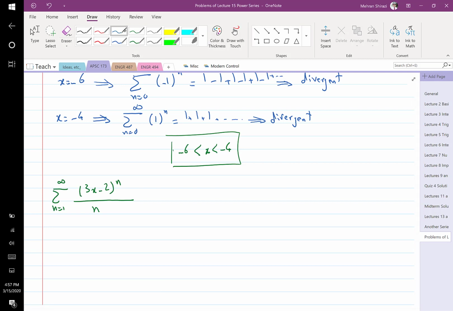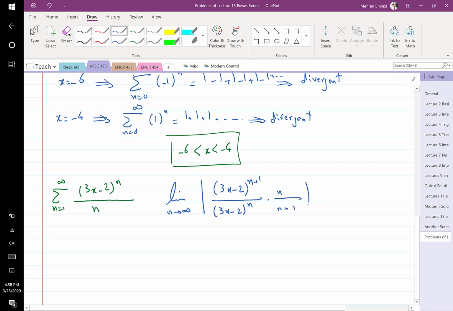Quickly we do the ratio test. You can see the ratio test is the limit of a_(n+1) over a_n, or u_(n+1) over u_n. If you write the values, I skipped the first step, you can see we have (3x minus 2) to the power of n+1, divided by n plus 1, obviously, divided by (3x minus 2) to the power of n, and then we have n over n plus 1.